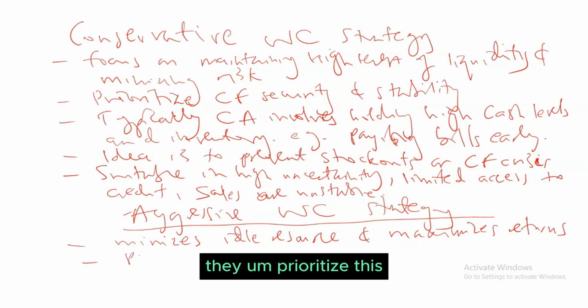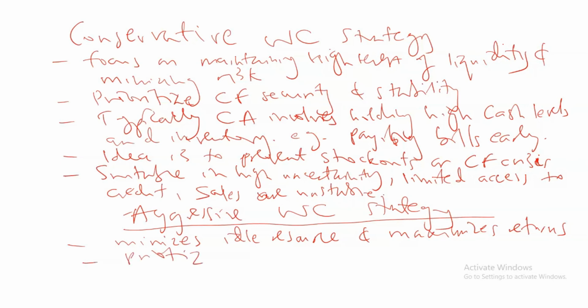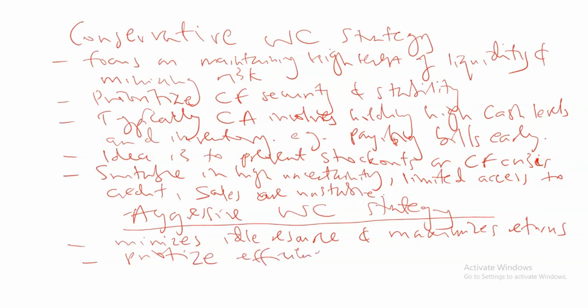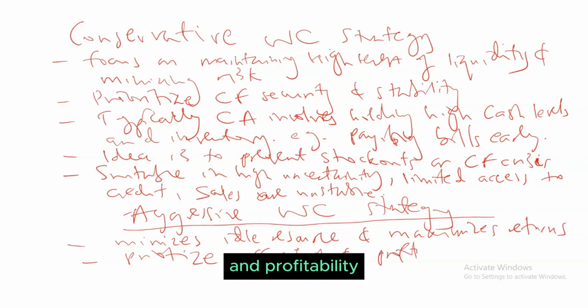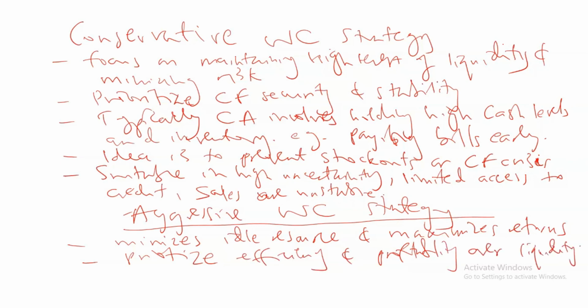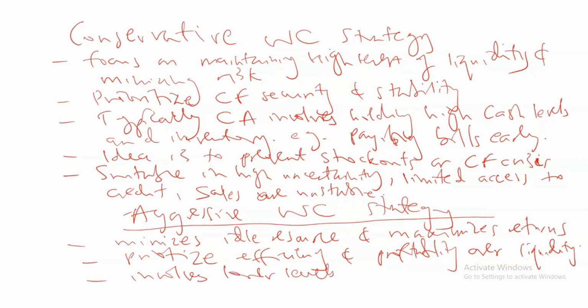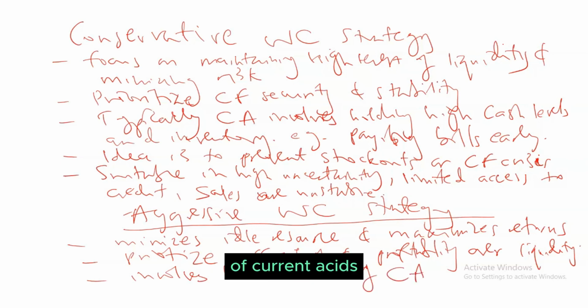They prioritize efficiency and profitability at the expense of liquidity. It typically involves lower levels of current assets. Current assets include inventory, cash, etc.